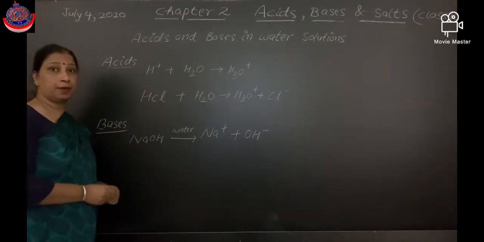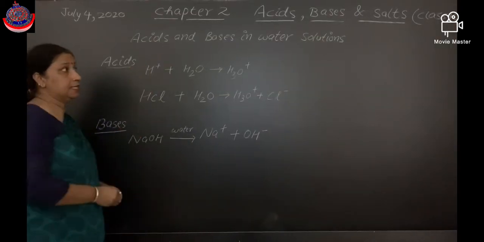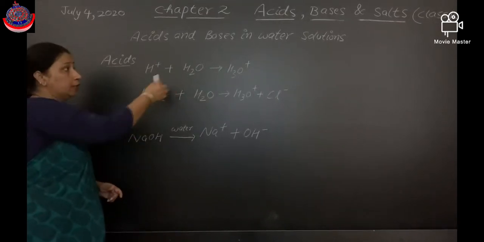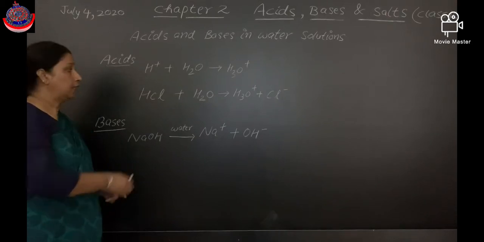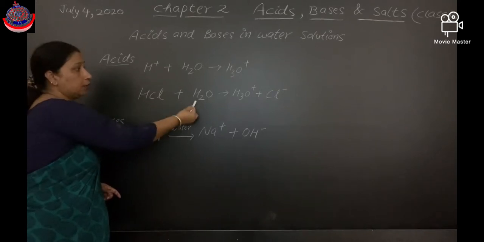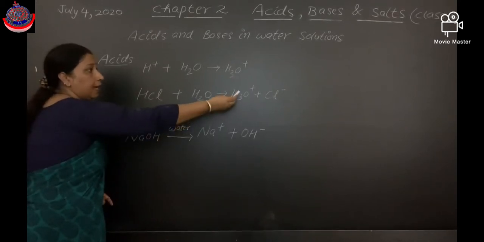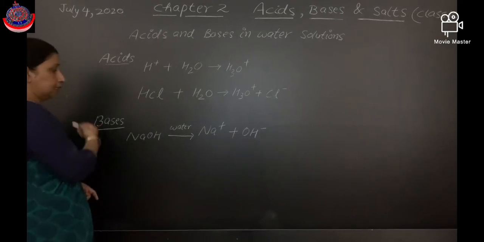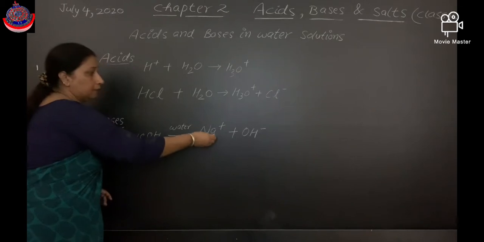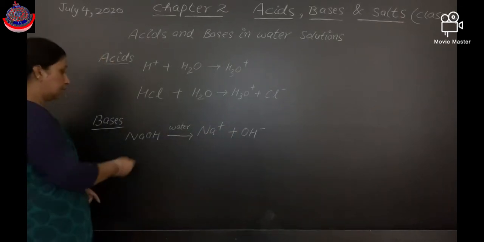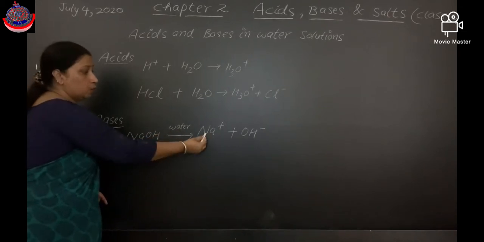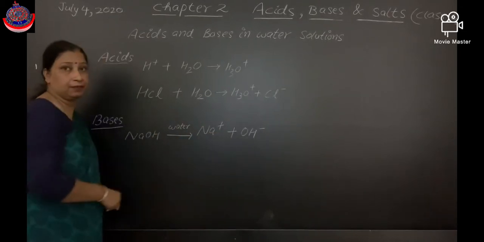Now next chemical property, acids and bases in water solution. When acids dissolve in water, they form hydronium ion. Example, hydrochloric acid reacts with water. When it dissolves in water, it forms hydronium ion and chloride ion. Now bases, when bases dissolve in water, they form positive ions and OH negative ion. Example, sodium hydroxide, when dissolved in water, forms sodium ion and OH negative ion.